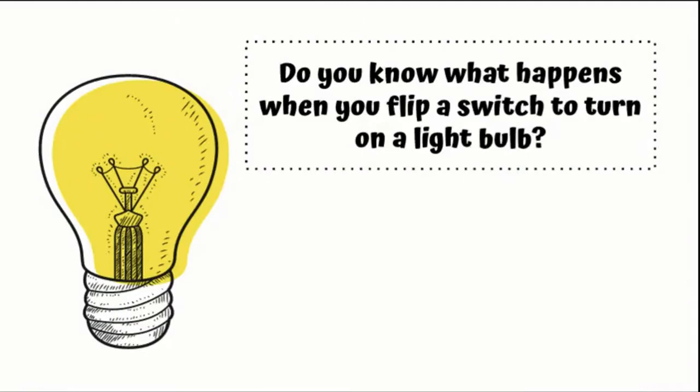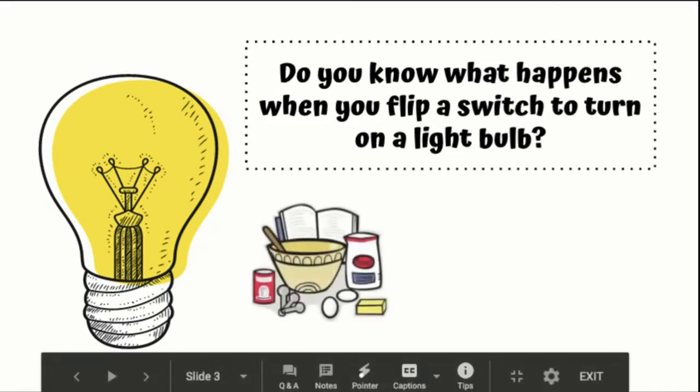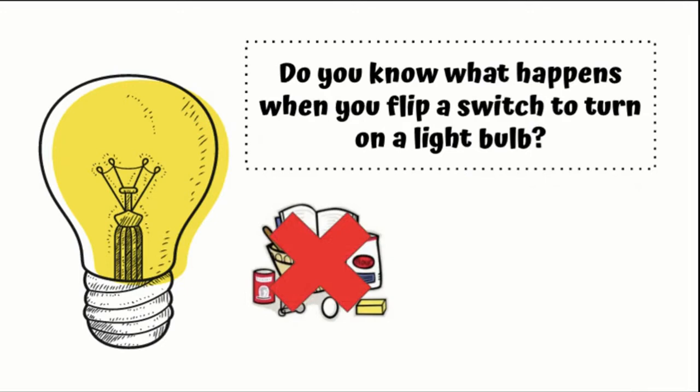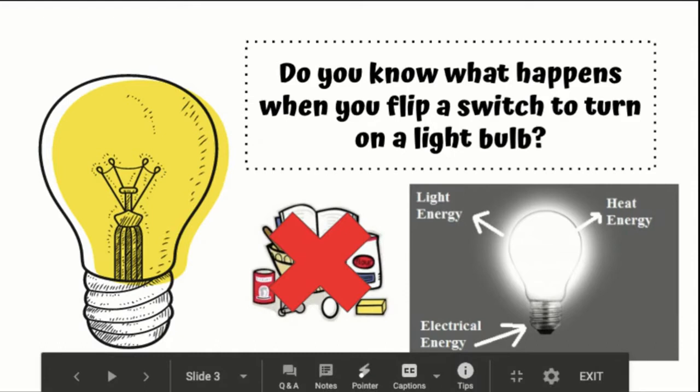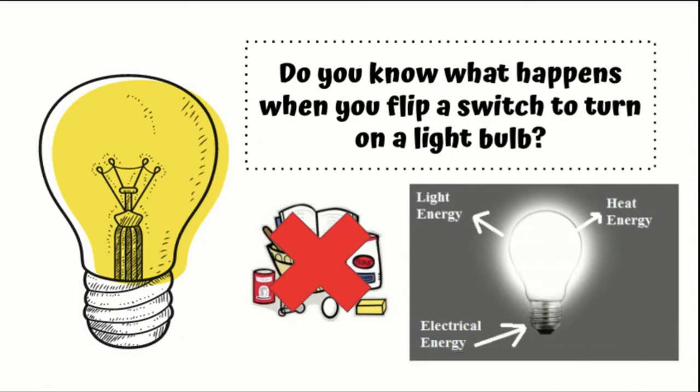What are some things that you already know? You know what happens when you flip a switch to turn on a light bulb? When you flip the switch, electricity is going to flow to the light bulb to create light. If we think about making a cake, nothing is made here. This is just a transfer of energy, from electrical energy into light and heat energy. So nothing is being made. Energy is always going to transfer from one thing to another.